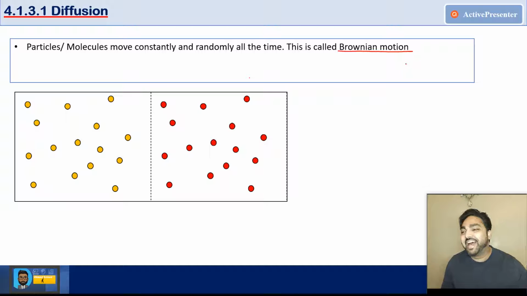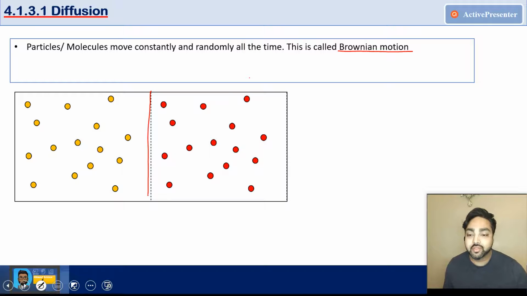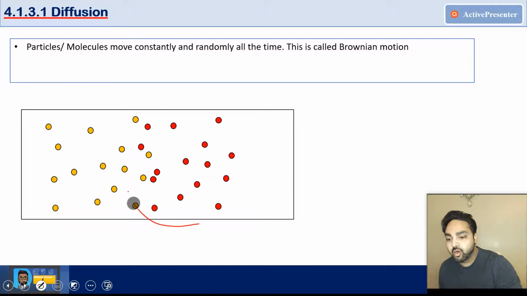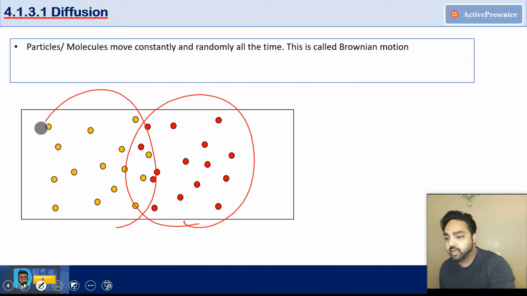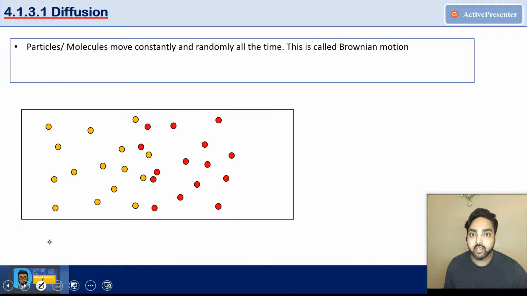Why? As you can see in the middle, the reason they don't mix is because they've got a barrier in between. If I was to take the barrier away and allow the particles to move freely and mix, then eventually you'd end up not with all the red particles on one side and all the yellow particles on the other side.